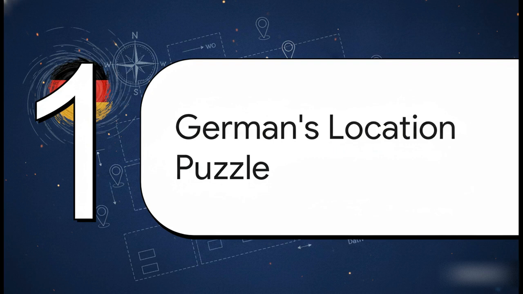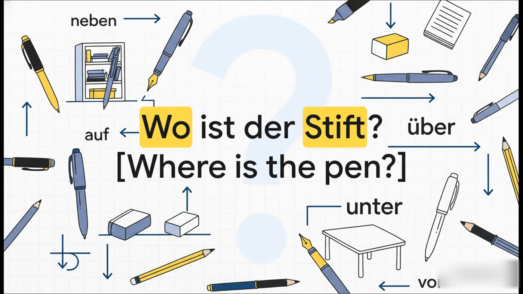So, what's the big deal here? Why is this so tricky? Well, in German, it really boils down to one thing: picking the right case for your noun whenever you're talking about where something is. It might seem like a tiny detail, but trust me, it makes a huge difference in how natural you sound. Let's just take a super simple everyday question. Something like, wo ist der Stift? Where's the pen?